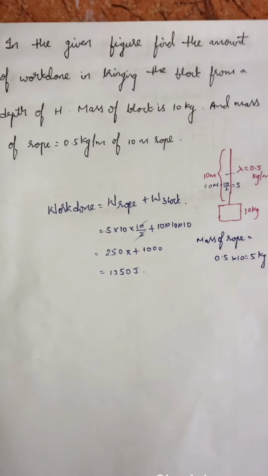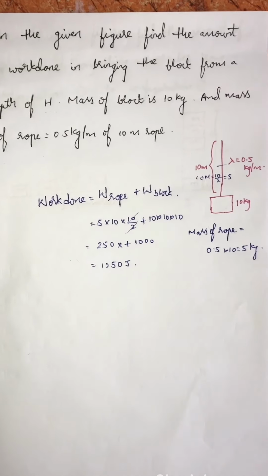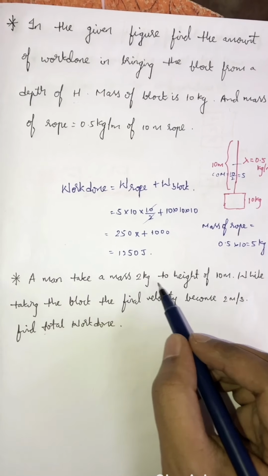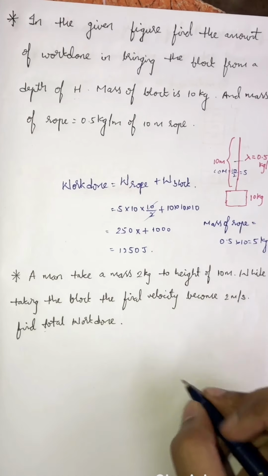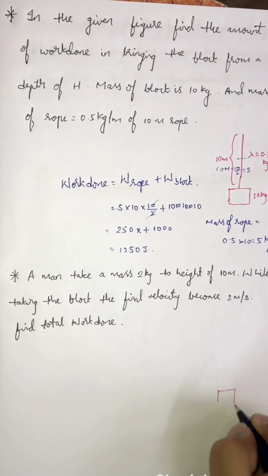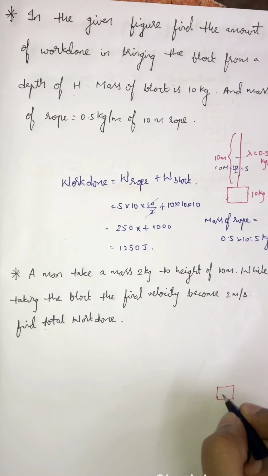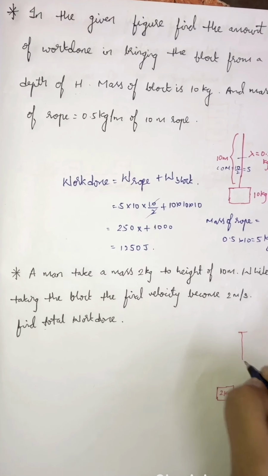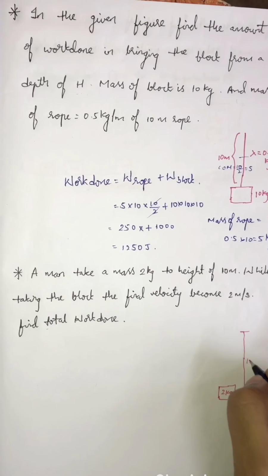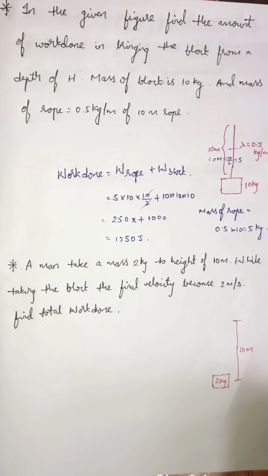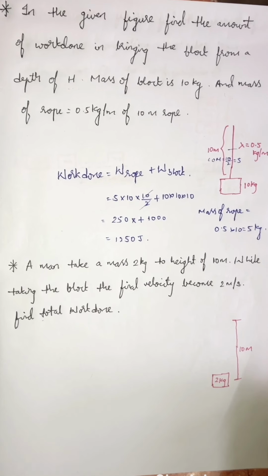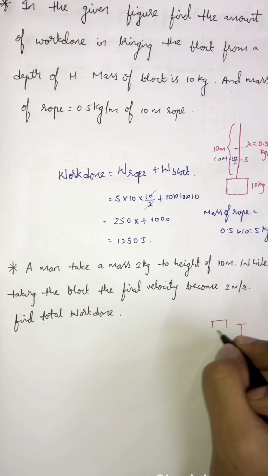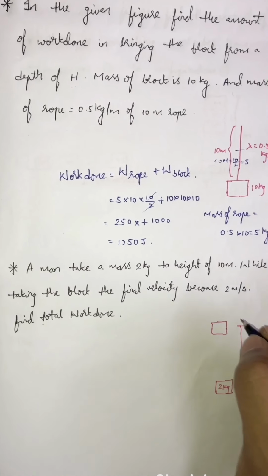Let's look at another problem. So here a man took a mass of 2 kg to a height of 10 meters. While taking the block, the final velocity becomes 2 meters per second. So the block is raised to 10 meters, and while raising the block, the velocity becomes 2 meters per second. Then they ask us to find the total work done.